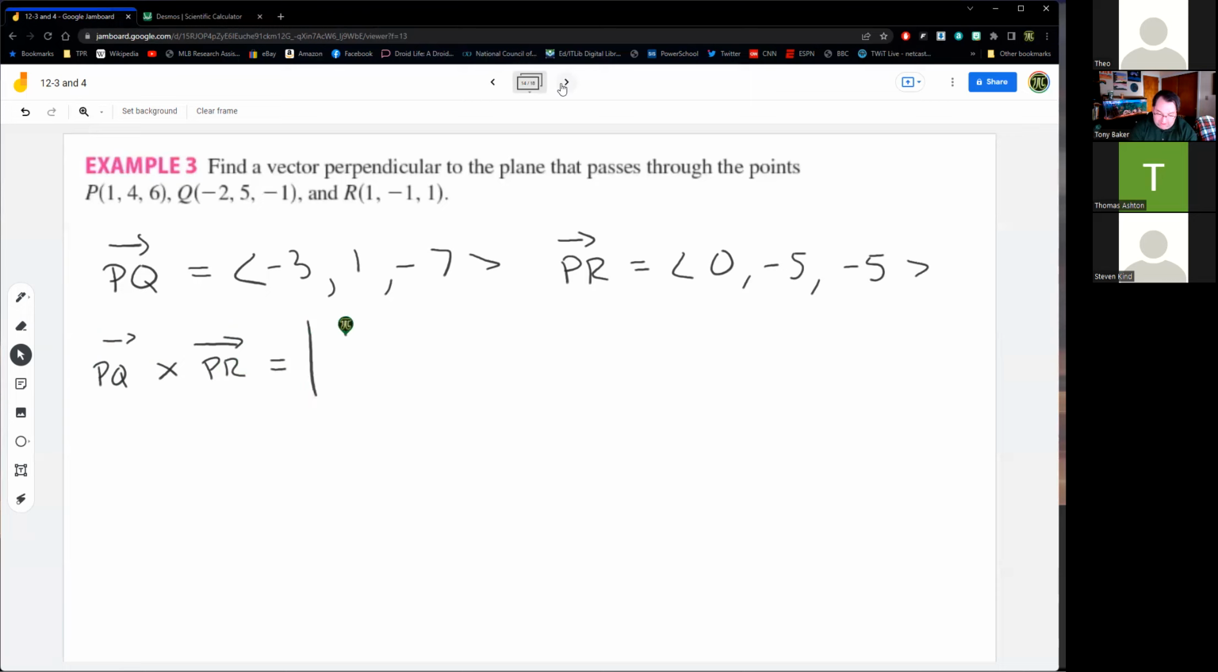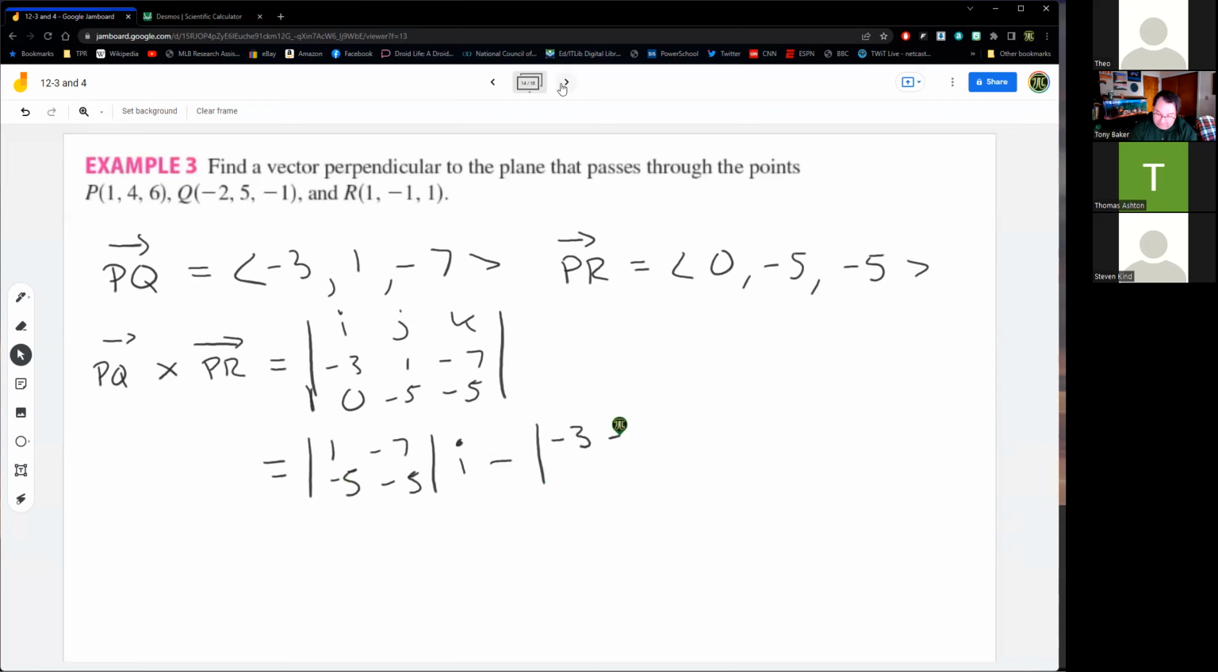So we've got i, j, k, -3, 1, -7, 0, -5, -5. So 1, -5, -7, -5, i, minus -3, -7, 0, -5, j, plus -3, 0, 1, -5.